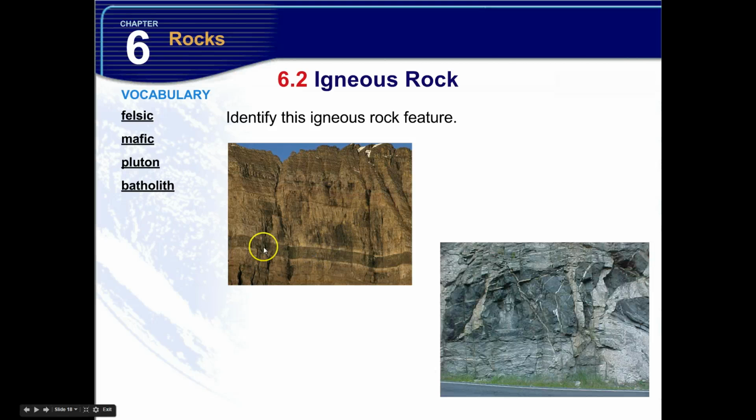These ones here, this one's horizontal, so this is a sill. You can see this intrusion is very dark in these areas and it's lighter around it, so this dark mafic magma came up and rose up and solidified and cooled off, so the mafic lava cooled off. This would be another laccolith.